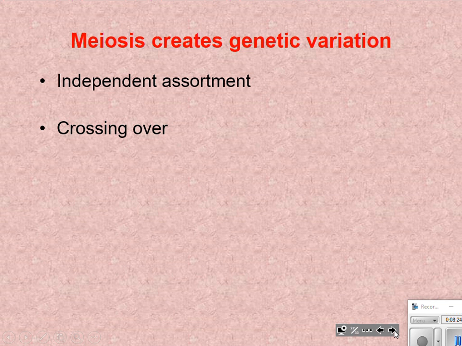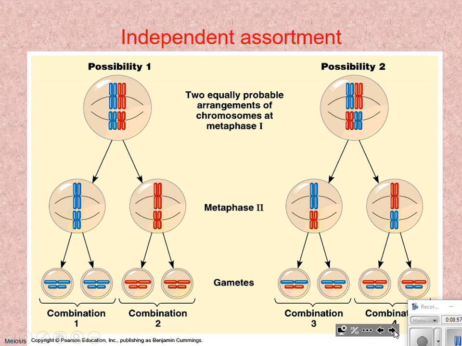That is crossing over. And the final one that we're going to talk about is random fertilization. Okay? So these three things create genetic diversity, genetic variation: independent assortment, crossing over, and random fertilization. Okay? Let's first start off and look at independent assortment.